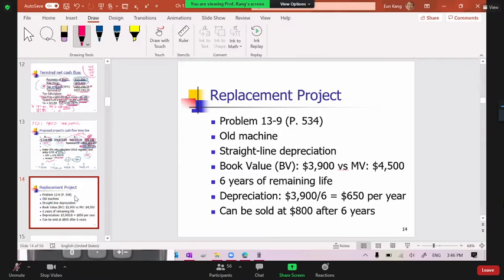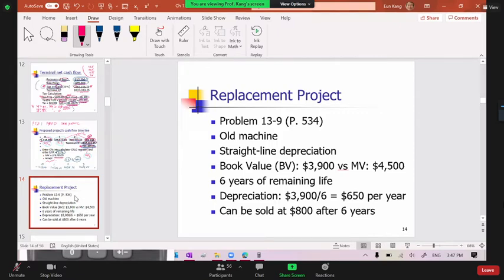The new steamer is faster and would allow for an output expansion, so sales would rise by 2,000 per year. This is a sales increase, a revenue part, 2,000 per year. Even so, the new machine's much greater efficiency will reduce operating expenses by 1,900 per year. Reduce means save money, so that's also positive cash flow.